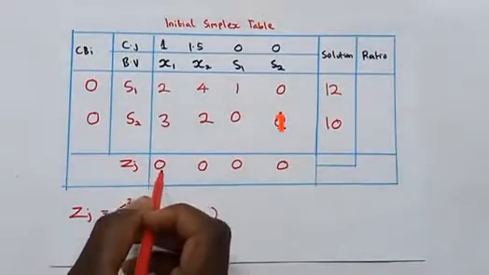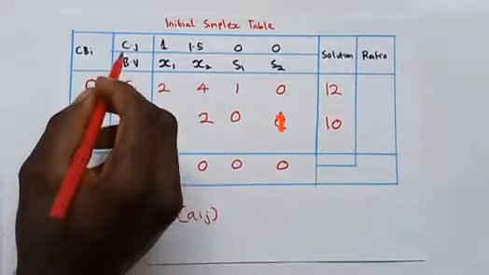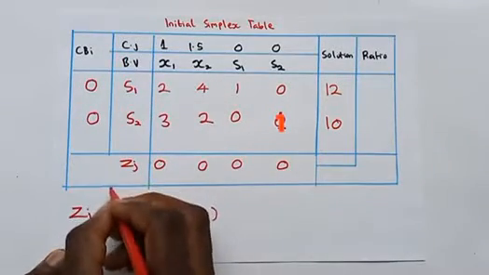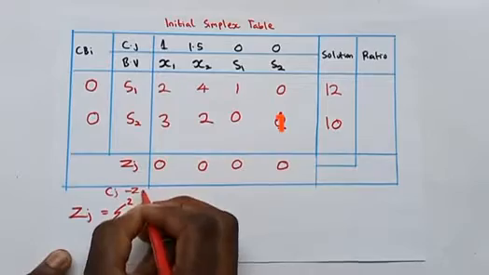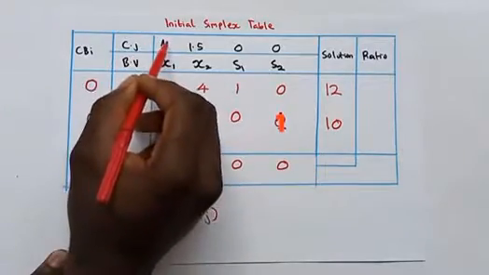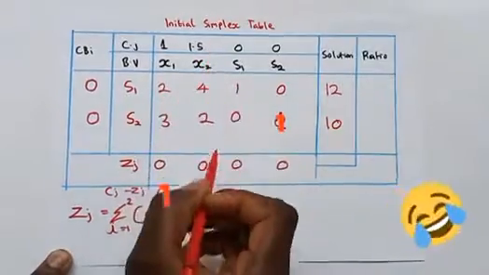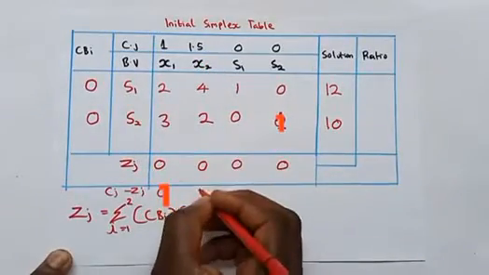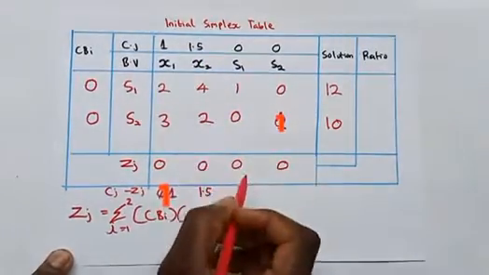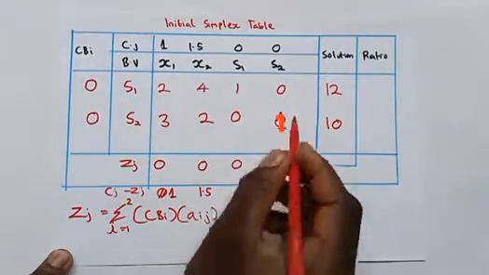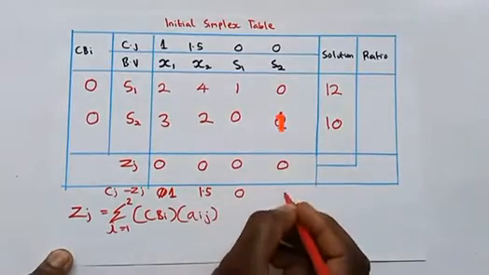After getting your Zj values, the next thing to do is Cj minus Zj. Here, 1 minus 0 gives us 1. 1.5 minus 0 gives us 1.5. 0 minus 0 gives us 0. And 0 minus 0 gives us 0.